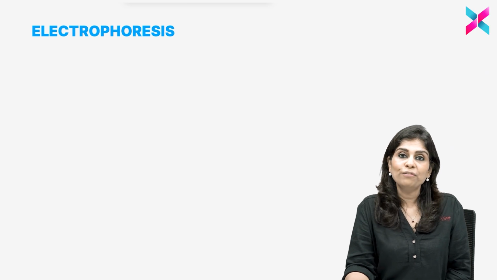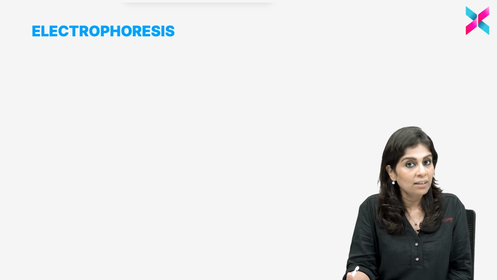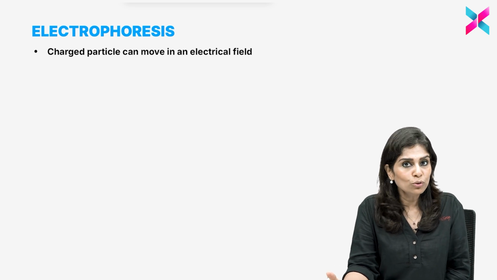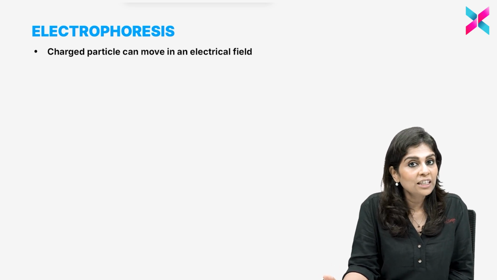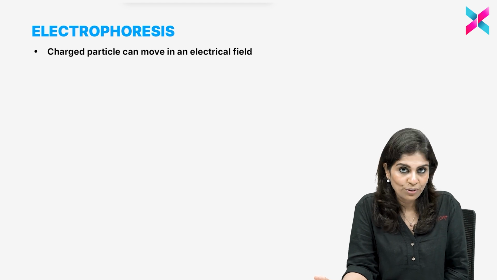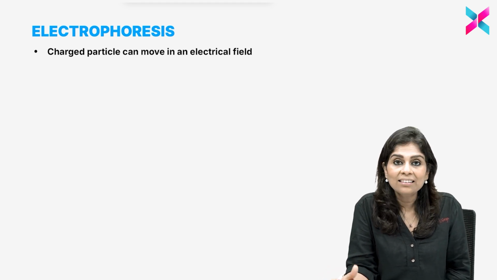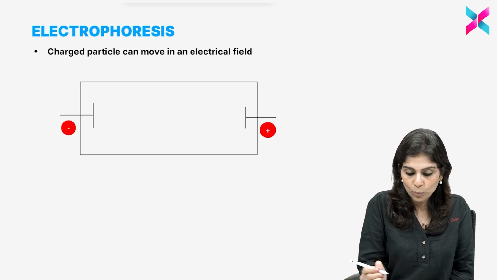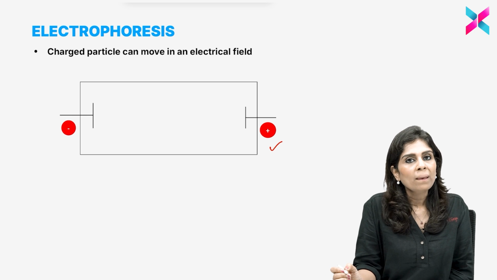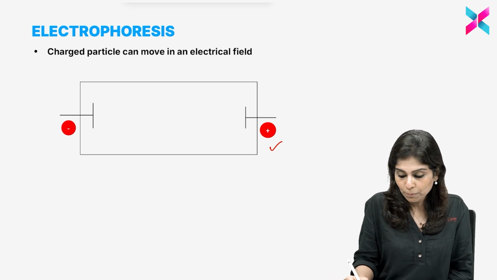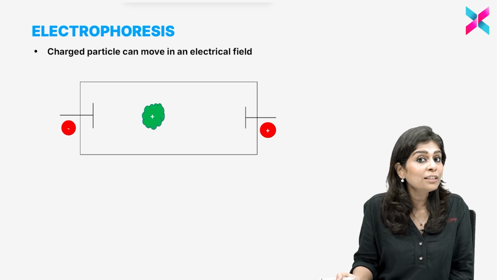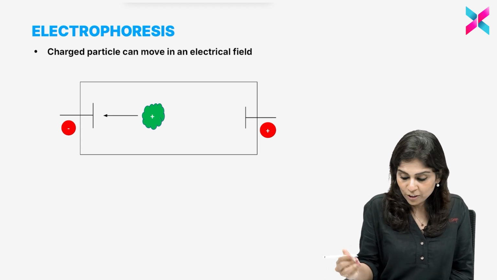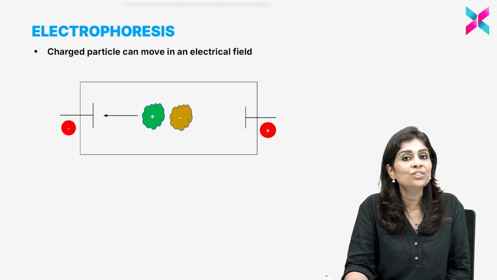So the basic principle of electrophoresis is that any charged particle will move in an electrical field. Don't we know this already? We know this, right? Because if it's positively charged, it will move towards the negatively charged electrode. I hope you all understand that an electrical field is created using two electrodes. One is a negatively charged electrode, the other one is a positively charged electrode. So whenever you place a positively charged particle in this electrical field, where will it move? It will move towards the negatively charged electrode. If you place a negatively charged particle, it will move towards the positively charged electrode.